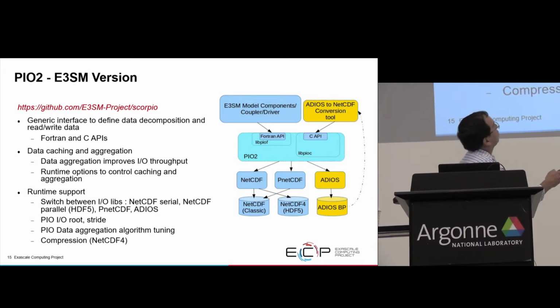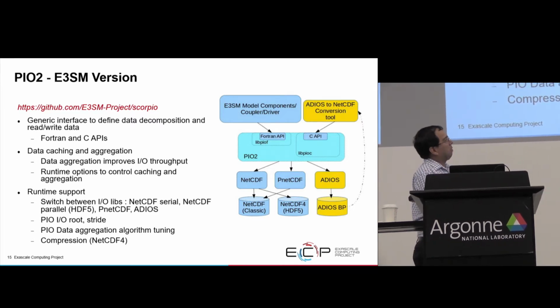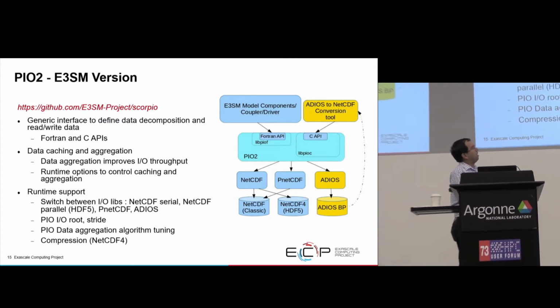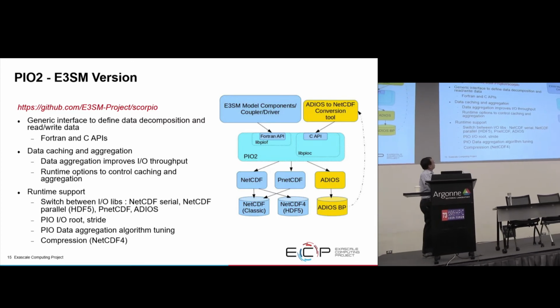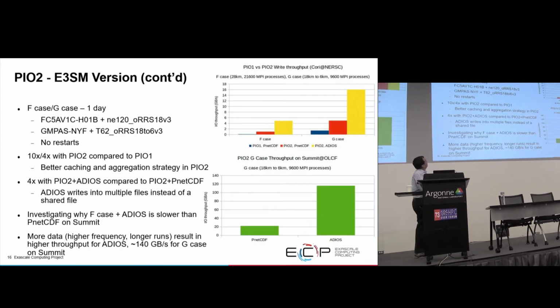Since I'm running out of time, the basic idea is that on the back end, before we used NetCDF and PNetCDF and optionally HDF5. We redesigned PIO so we can accommodate other backends. Now we're accommodating ADIOS, so I'll show you some results about that. And then we have a Fortran and C API. It uses techniques like aggregation and compression to speed up I/O. I'll just show you some results because I'm running out of time here.